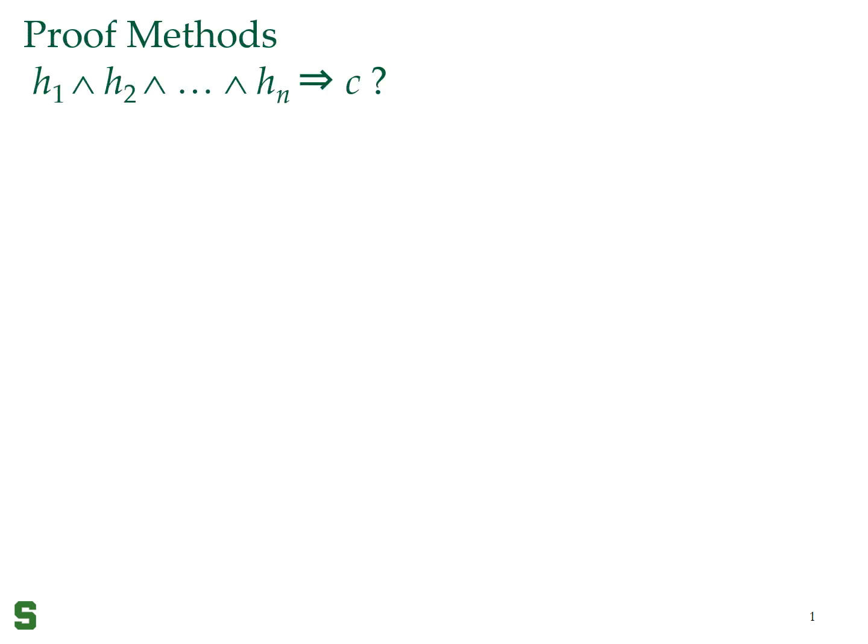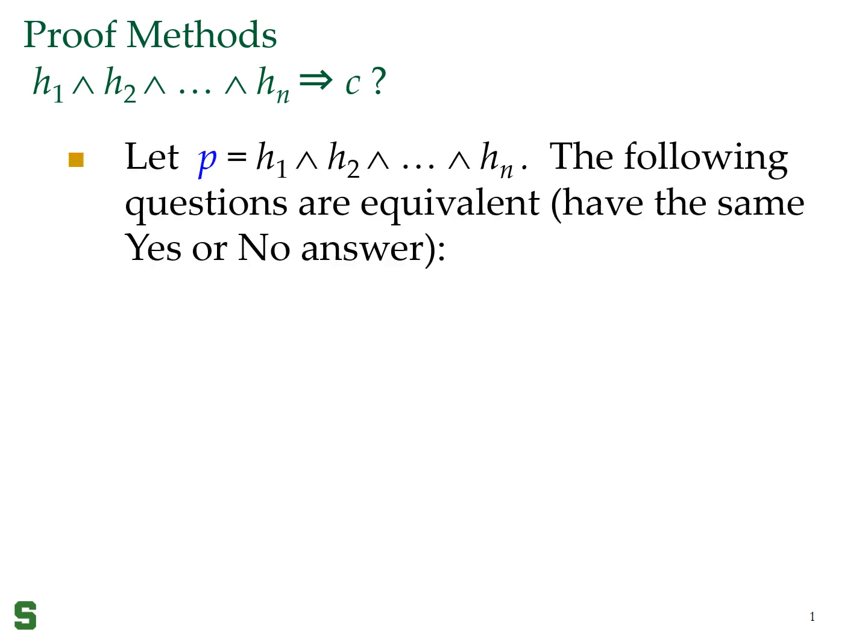So how do we go about proving a statement of the form h1 and h2 and h3 up to hn logically implies C? Let P be the proposition that says h1 and h2 and h3 up to hn. In this case, the following questions are equivalent. That means they have the same yes or no answer. Does P logically imply C?